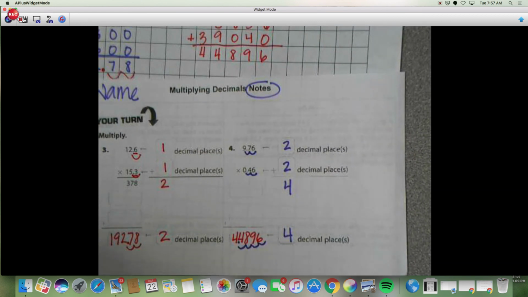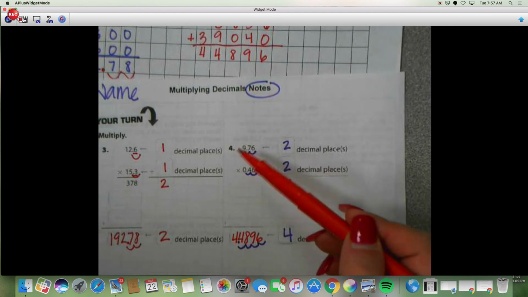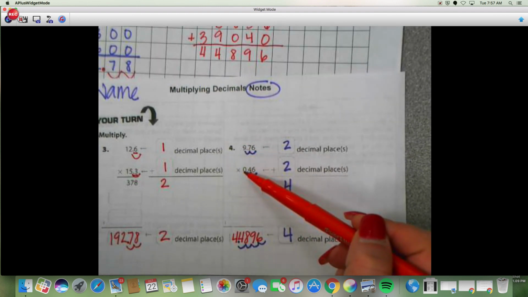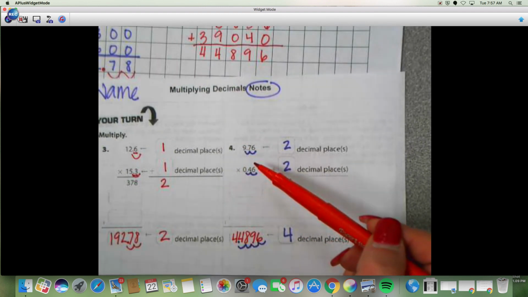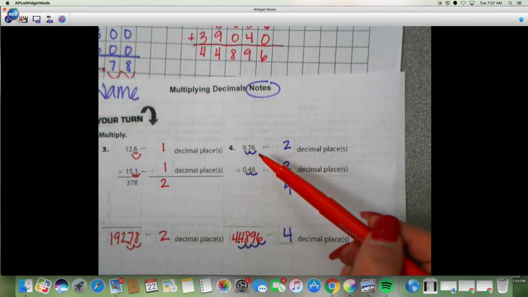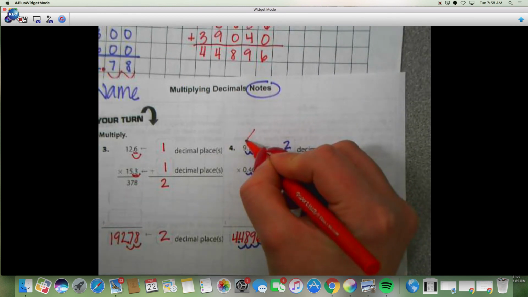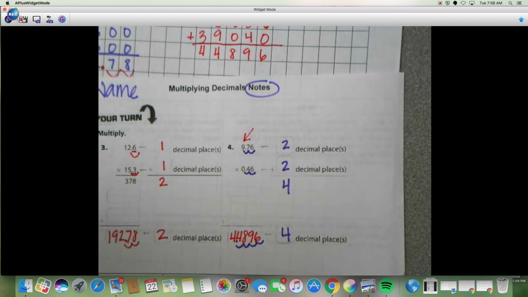And if I ask myself if that's reasonable, it should be, because I'm multiplying 9 times a decimal less than 1. Well, I know anything times a number less than 1 is going to shrink. It's going to be less than it started, kind of like any fraction times a fraction less than 1 is going to shrink. It's going to get smaller. So 4.4896 is a reasonable answer, and I'm done.